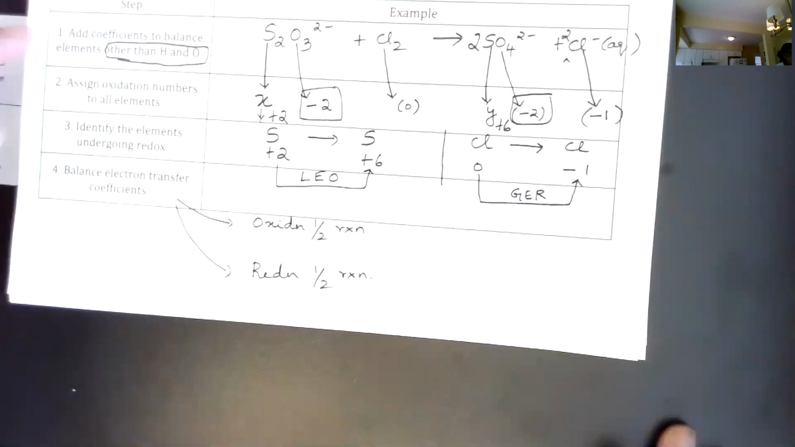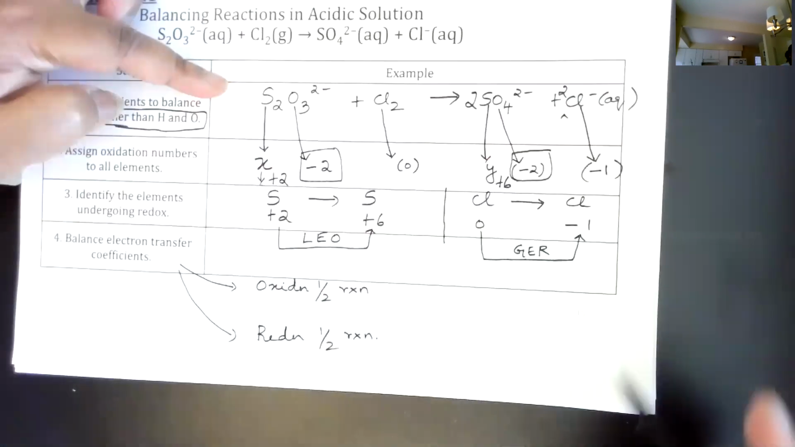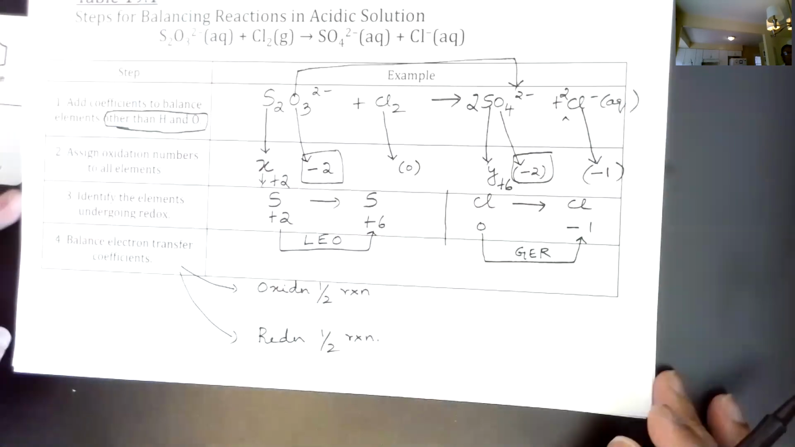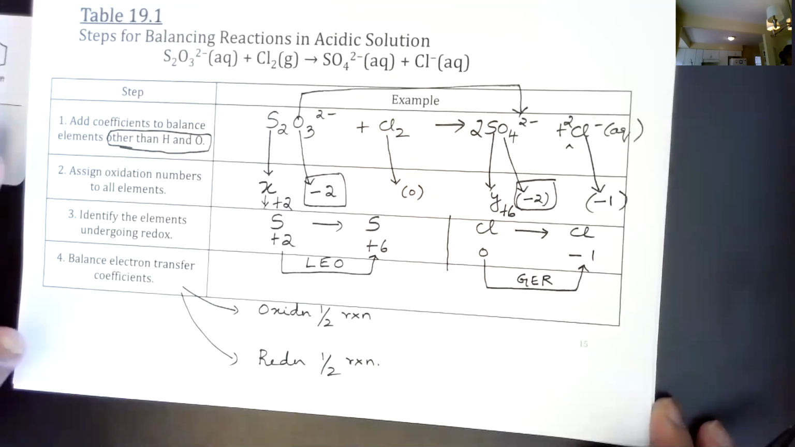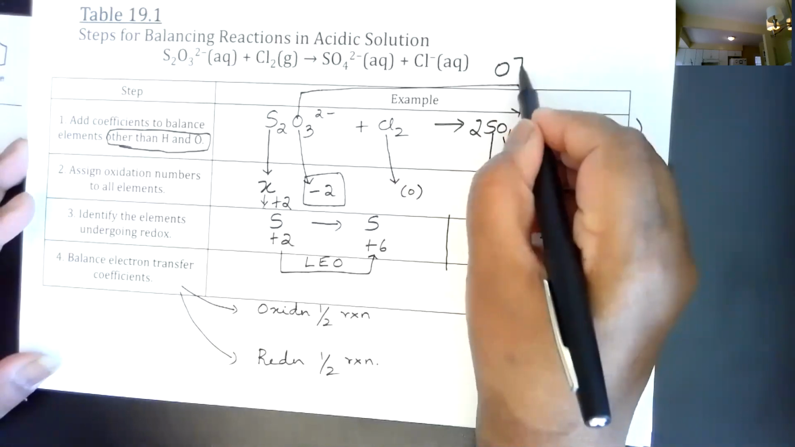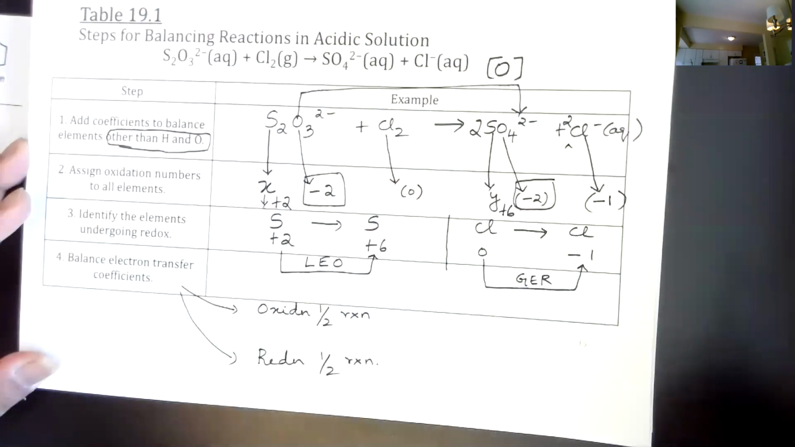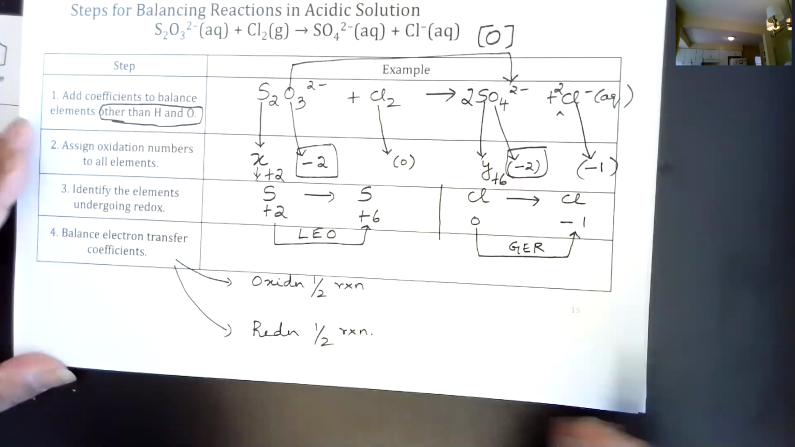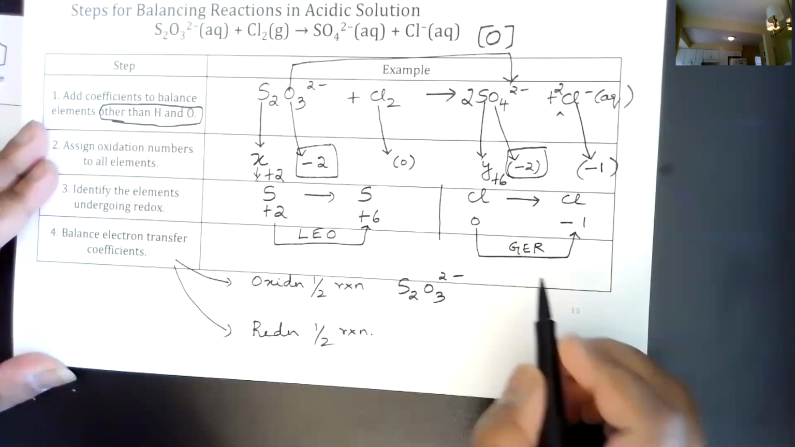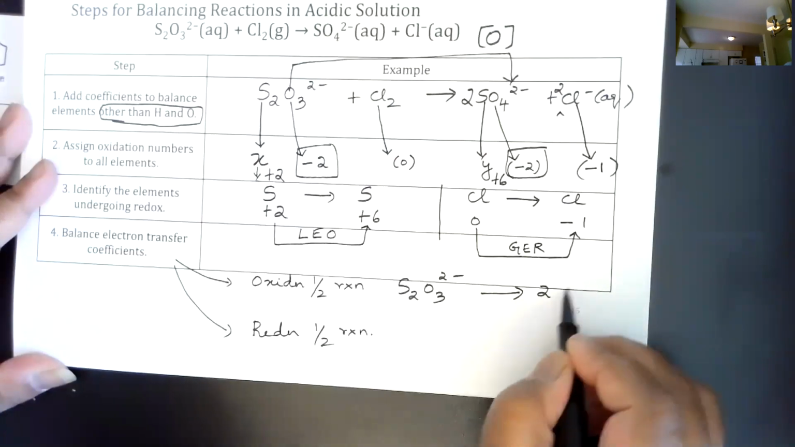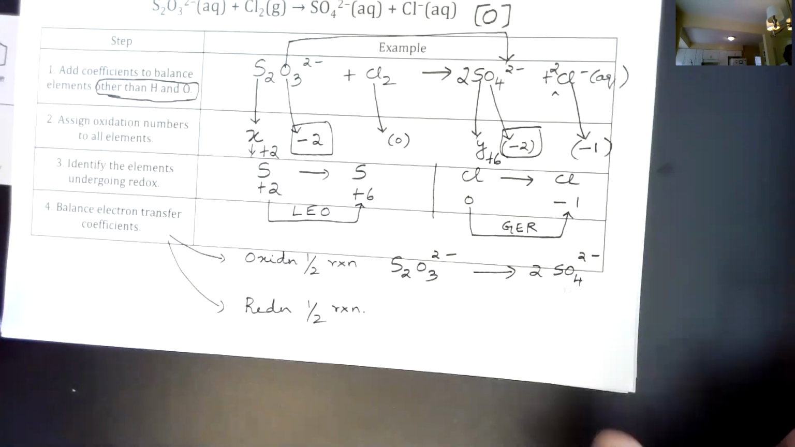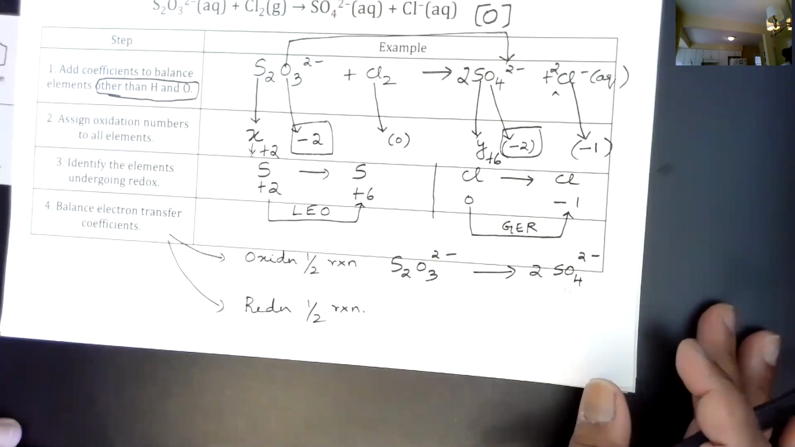Okay, so the thiosulfate to the sulfate, write it like how we did for conjugate base and conjugate acid, remember? So this is oxidation, and the other one is reduction. Oxidation half: S2O3 2- giving 2 sulfate 2-. Okay, crudely we write it.